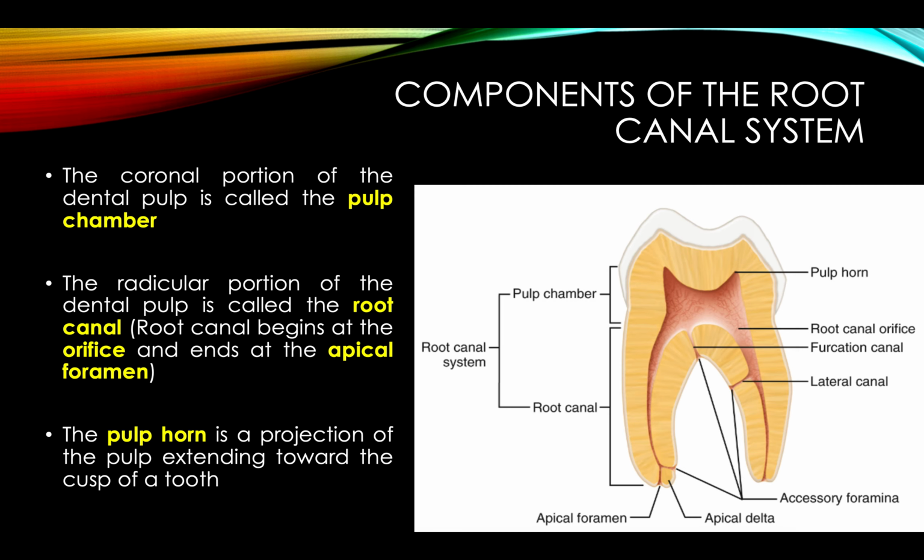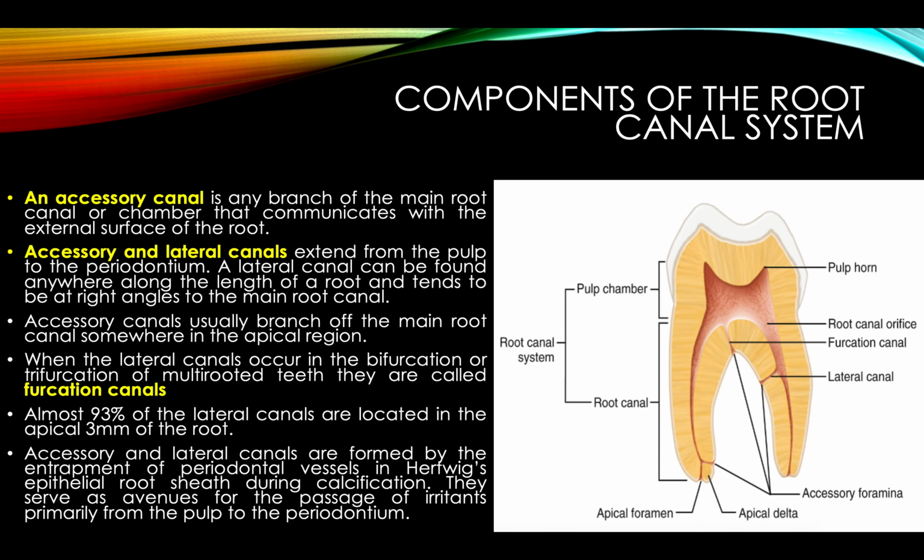Now, the pulp space generally is divided into 2 parts: the pulp chamber, which is located within the anatomic crown of the tooth, and the root canal, which lies within the confines of the root. So, the pulp space is composed of a pulp chamber and a root canal, or multiple root canals. Now, the projection of the dental pulp that extends toward the cusp of a tooth is called the pulp horn. So the pulp horn is the most coronal point within the pulp chamber.